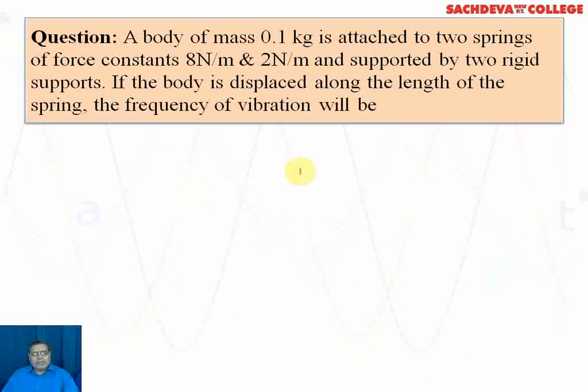Now in our next question, a body of mass 0.1 kg is attached to two springs, and the force constants of the springs are given as 8 Newton per meter and 2 Newton per meter. That is, spring constants K1 and K2 are given, and mass is 0.1 kilogram, supported by two rigid supports. If the body is displaced along the length of the spring, the frequency of vibration will be how much?